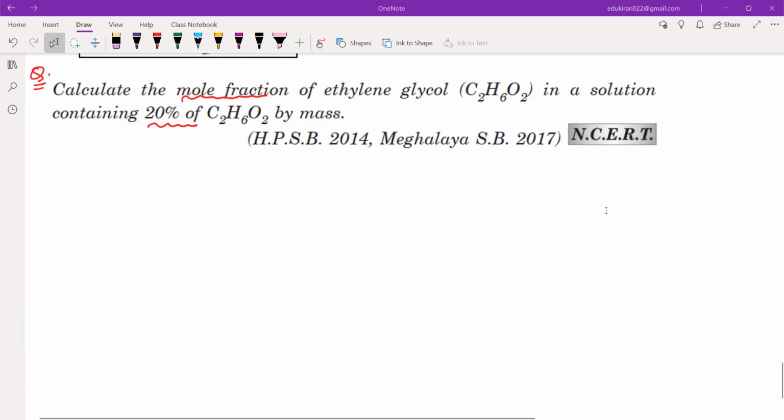one thing to note here: it is not given what the solution is made of. Right? You have not been given the solvent. What will be the solvent? The solvent will be water. That is also important. Because you have to find the number of moles of both A and B, solute and solvent. So you will take the solvent as water. Whenever the solvent is not given, you will take the solvent as water.